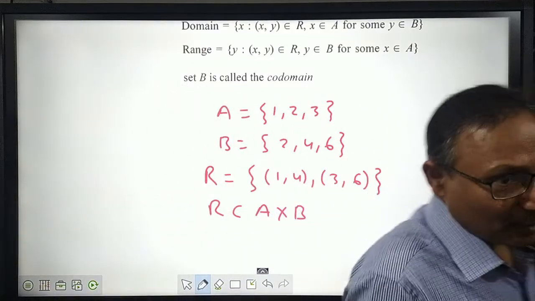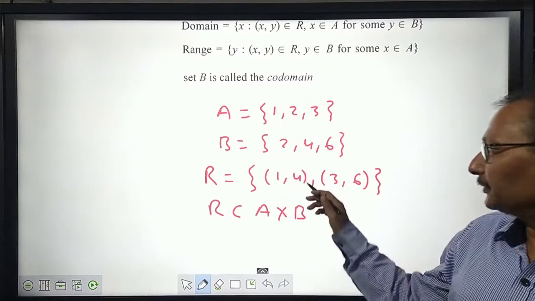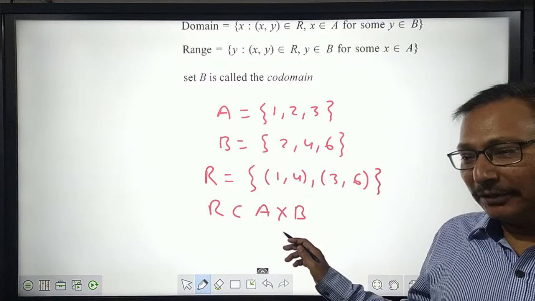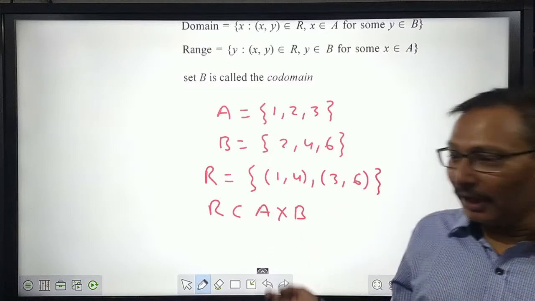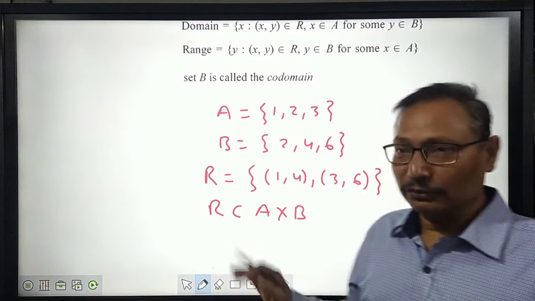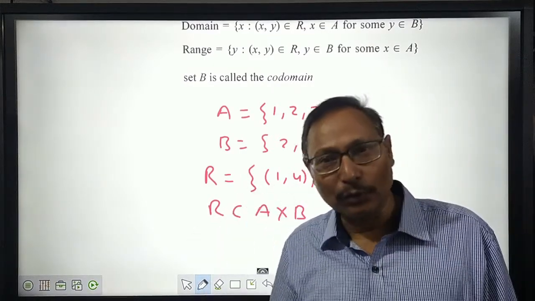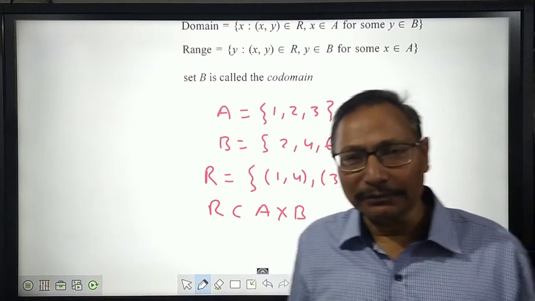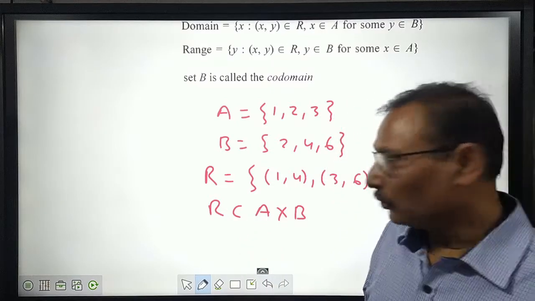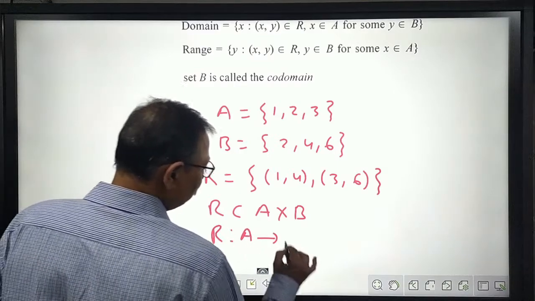These two elements are contained in A cross B because the first element 1 belongs to A and the second element belongs to B. So this pair must be an element of A cross B. By the same argument, 3, 6 is also an element of A cross B, and this set is a subset of A cross B. So according to the definition of a relation, this is a relation from A to B. So we write it this way: R is a relation from A to B.